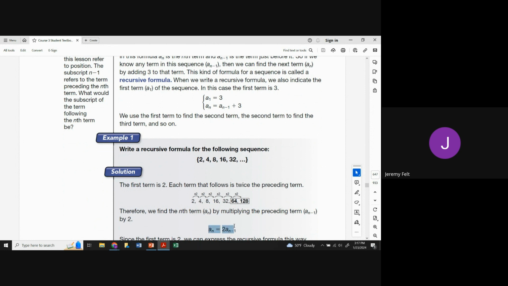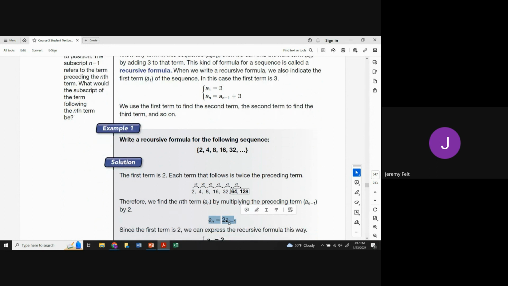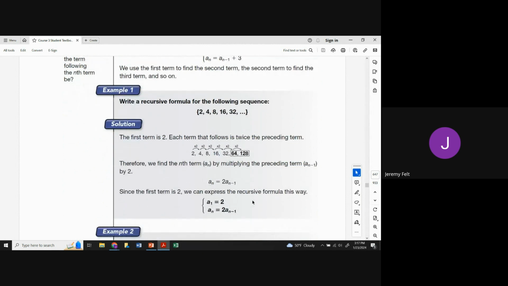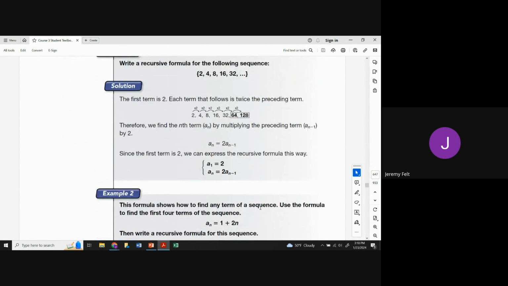So this would be the rule that we come up with, because a of n minus 1 tells us our previous term. Whatever number's in here, say our 5th term, 5 minus 1, we're looking at the 4th term, and then multiplying it by 2. So the 5th term, we look back at the 4th term and multiply it by 2. 2 times 16 is 32. So a of 1, the first term, is 2, and a of n equals 2 times a of n minus 1.